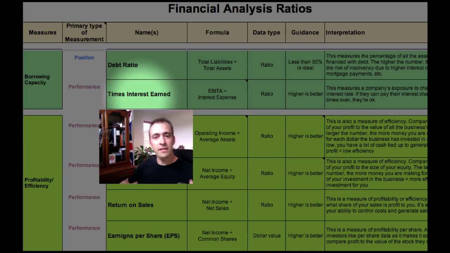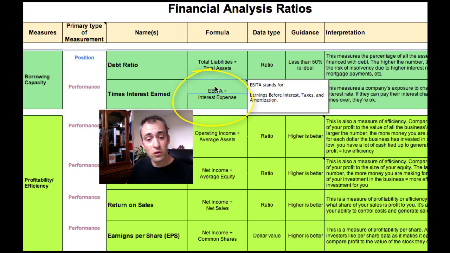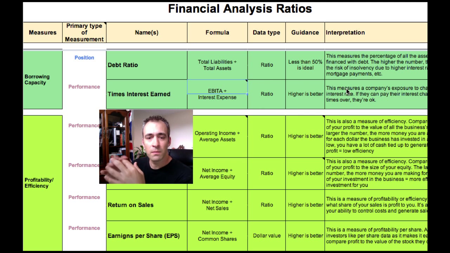Next is times interest earned. Now, we do need to explain this one. If you look carefully at this formula, the numerator is this thing called EBIT or EBITDA. So, with times interest earned, it's measuring how many times over you earn your interest expense.